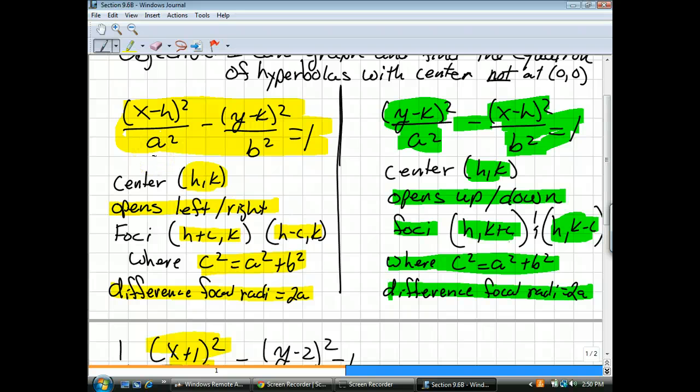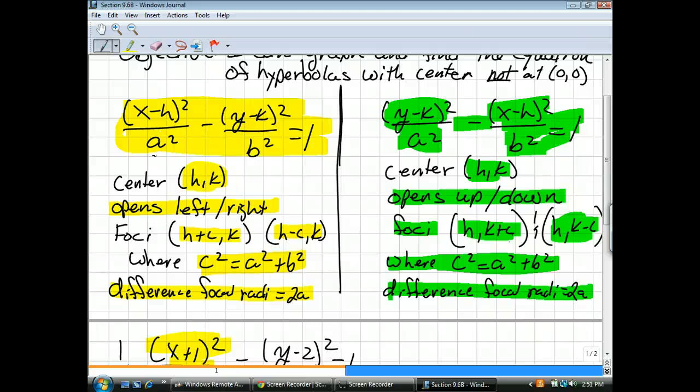We see (x minus h) quantity squared over a squared minus (y minus k) quantity squared over b squared equals 1. And this is a hyperbola that opens left and right. Its center is at (h, k). The foci are at (h plus c, k) and (h minus c, k), where c squared equals a squared plus b squared. And the difference of focal radii is 2a.